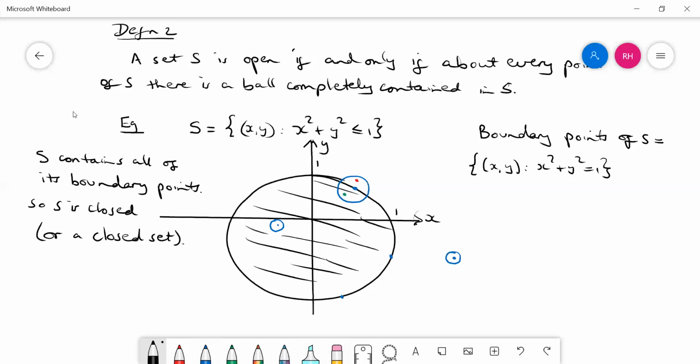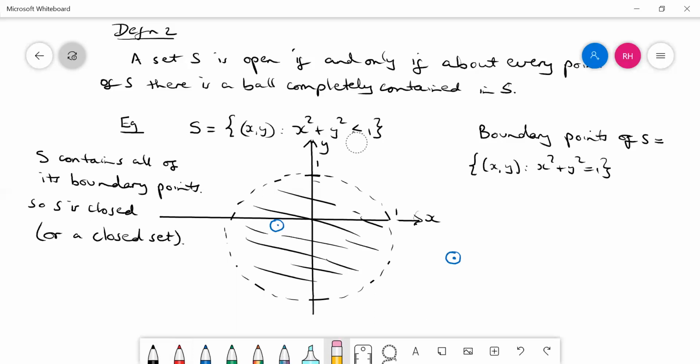Good. Okay, let's now change the problem. Let's look at a different set now. I'm going to be a little bit cheeky and just rub out some points. And now I'll draw in a dotted line, which means that we don't include that line in S. So I'll change the definition of S up here.